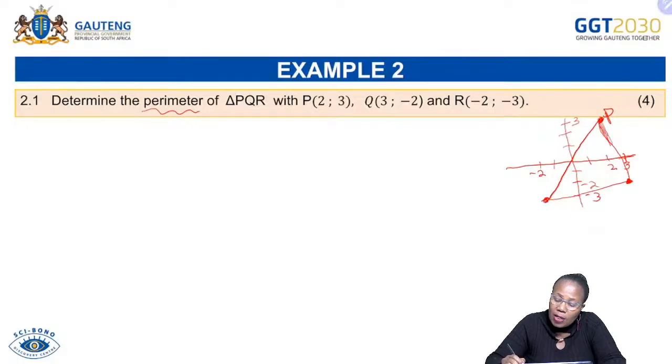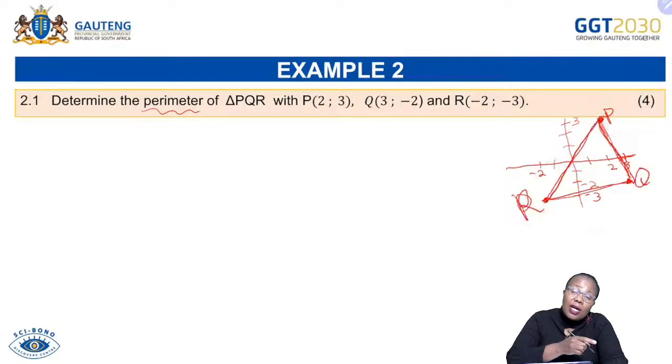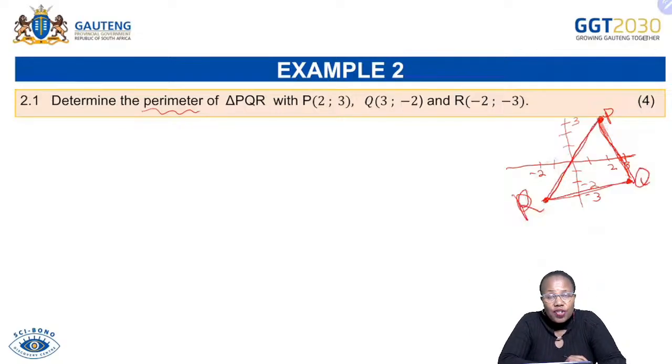You can now start calculating the perimeter. This is R, (-2, -3), and this is Q. You need to find the distance PQ, distance QR, distance RP. And then you add them together, and they will give you the distance around that particular triangle. Can you see we are applying our distance formula to solve this problem?